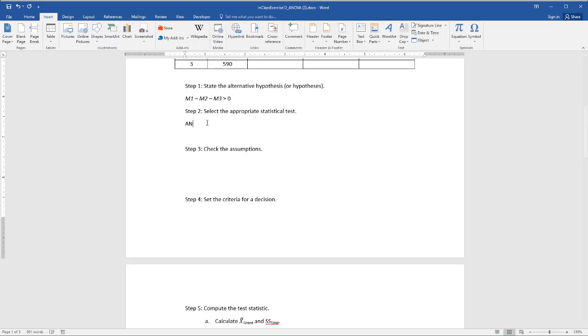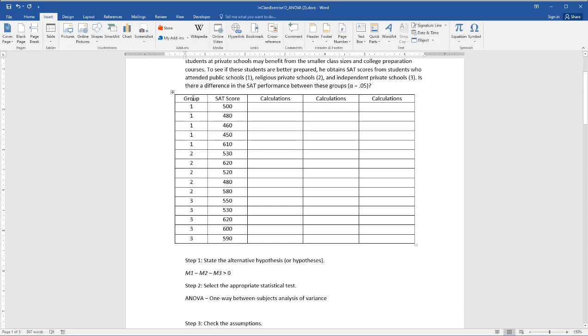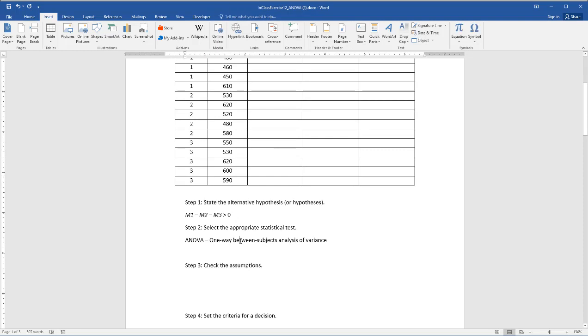So for this we would do the ANOVA. In particular, we're doing a one-way between subjects ANOVA, or analysis of variance. Now we know it's one way because we only have one grouping variable, in this case the type of school that they attend. Each person is only in one school, right? So they didn't attend multiple types of schools, and so we are looking between subjects where each subject is in one group or the other.